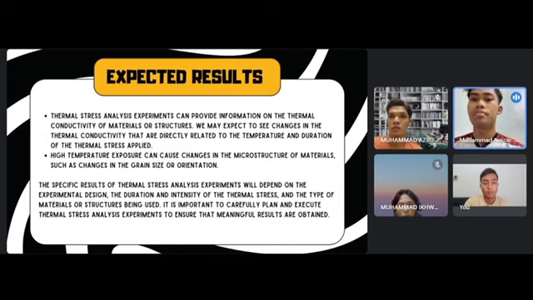To conclude everything, the specific result of a thermal stress analysis experiment will depend on the experimental design, the duration and intensity of the thermal stress, and the type of materials or structures being used. It is important to carefully plan and execute thermal stress analysis experiments to ensure that meaningful results are obtained.